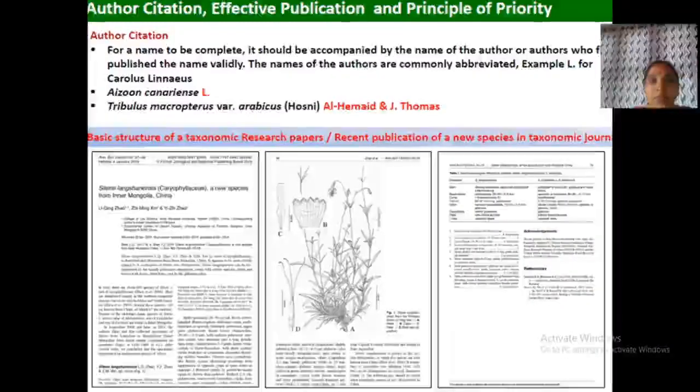Whatever we studied is effective and valid publication. First, the rule of priority: what are the various things coming under the rule of priority? What are the limitations of the rule of priority? Then what are the ranks of taxa? Then how is it effective and valid publication? What are the conditions for effective and valid publication? What is author citation? I hope you understood well. This is a very important part. So I am finishing today, and the remaining rules we can discuss in the next session. Thank you.